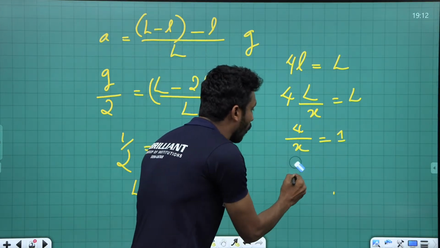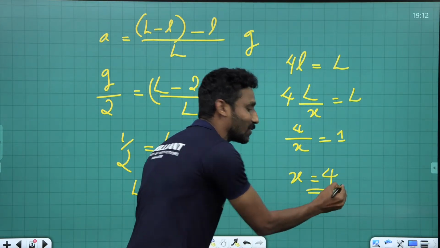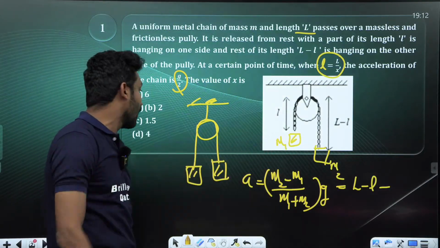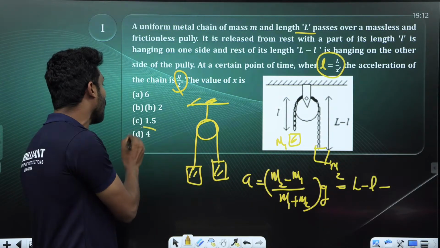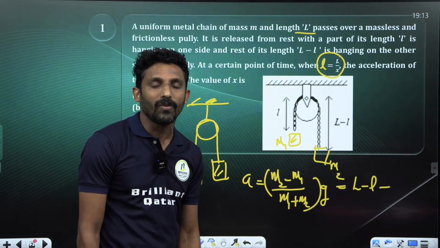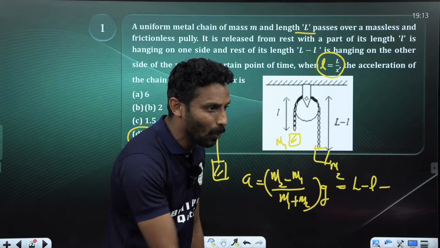Okay, the value of X is equal to 4, X is equal to 4 only, understood? So the answer is, very good, you comment your answers there. Okay, the answer is option D, 4. It's a very simple question regarding the acceleration of a pulley system. Two masses are connected by a pulley system.